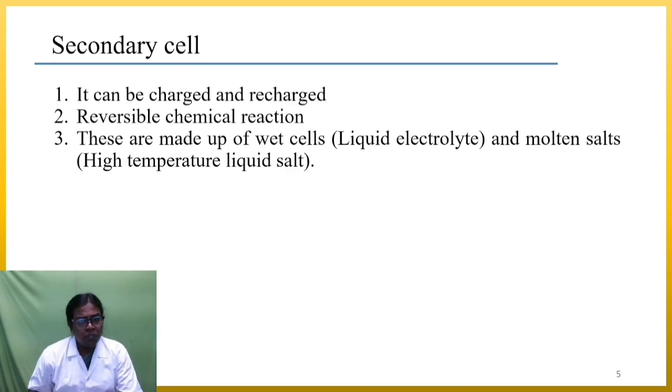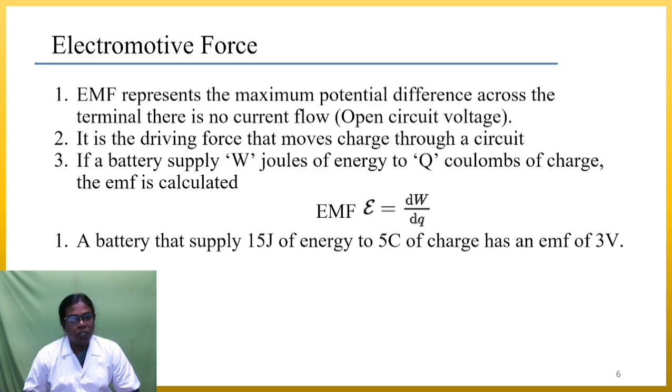Secondary cell. It can be charged and recharged, and the chemical reaction is reversible. These are made up of wet cells, that is liquid electrolyte, and molten salts, that is high temperature liquid salts. The secondary cell is mainly used in EVs, such as lithium ion battery, lead acid battery, nickel cadmium battery, and so on.